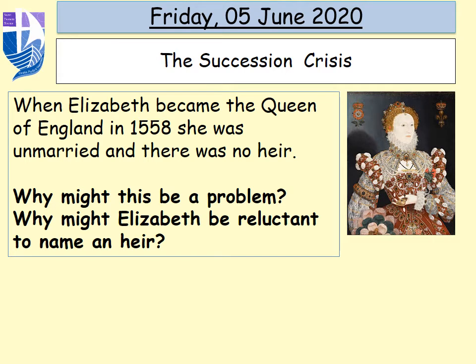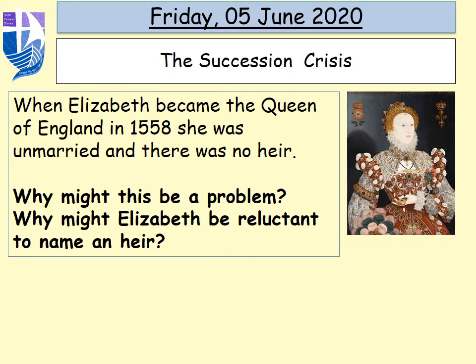Hello everyone, this lesson is all about Elizabeth I, and it focuses on the succession crisis which went on in England pretty much throughout the whole duration of Elizabeth's rule. So, when Elizabeth became the Queen of England in 1558, she was 25 years old, she was unmarried and there was no obvious heir to the throne, which is the person that takes over next.